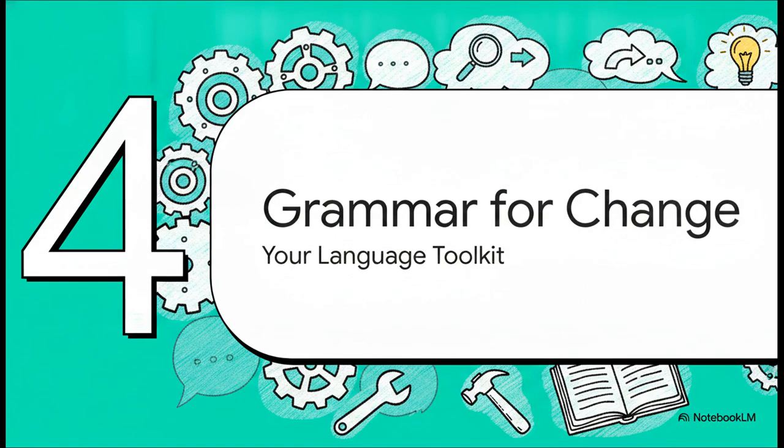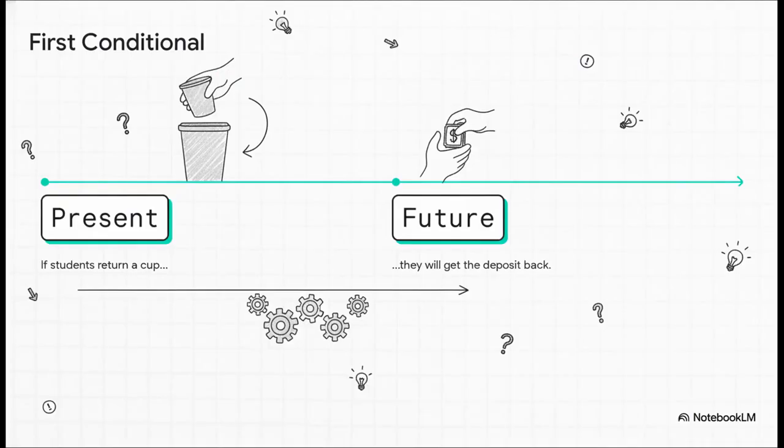Moving right along to Section 4, Grammar for Change. Let's open up your language toolkit. Because having a brilliant idea is really only half the battle. Communicating it persuasively is what actually gets the green light. So let's look at the exact English toolkit Iris's team used.